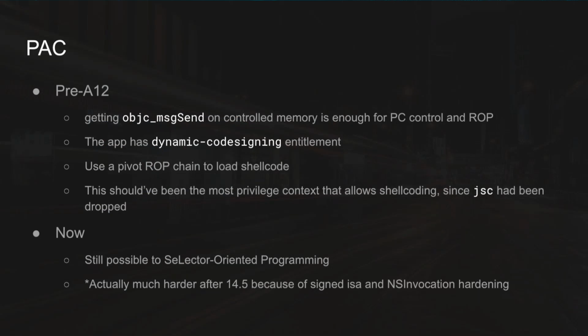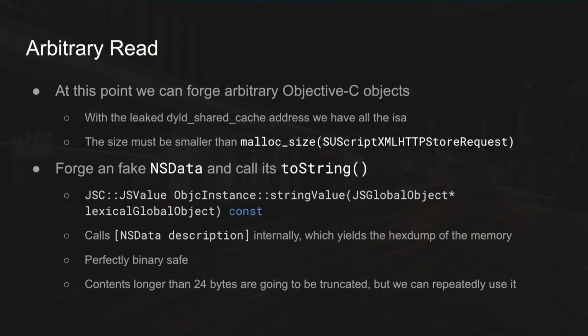Before iOS 14.2, getting an Objective-C message sent on controlled memory is enough for PC control, so we can use it to abuse the dynamic code signing entitlement and load shellcode. And this should have been the most privileged context that allows shellcode, since JIT has been dropped on iOS. But now, it's still possible to do selector-oriented programming. Actually, this is much harder after iOS 14.5 because of signed isa and NSInvocation hardening.